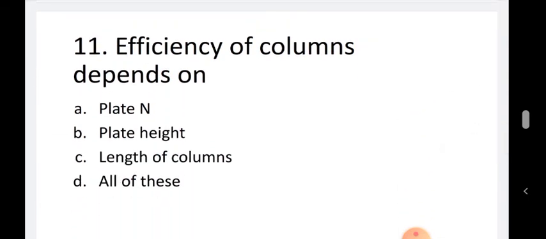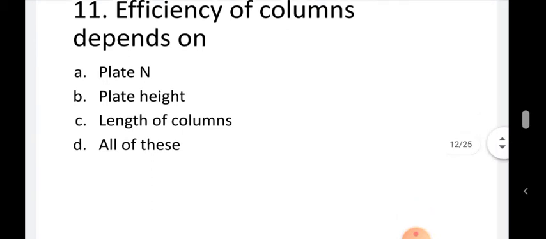Efficiency of columns is dependent on plate number, plate height, length of the column, all of this. Well, it is all of these. If you increase the plate number, efficiency will increase. If you decrease the plate height, efficiency will increase. If you increase the length of the column, efficiency will increase. So the efficiency is dependent on all of these: plate number, plate height, as well as length of the column.